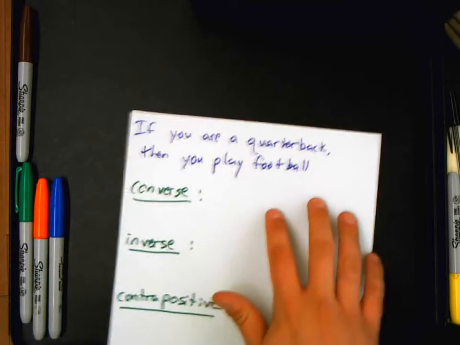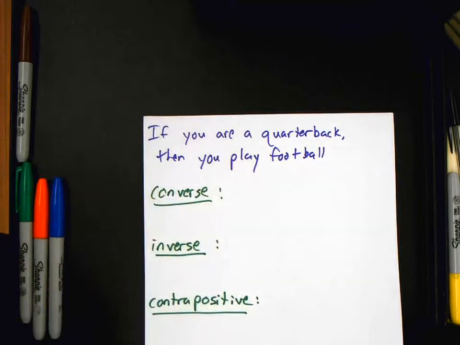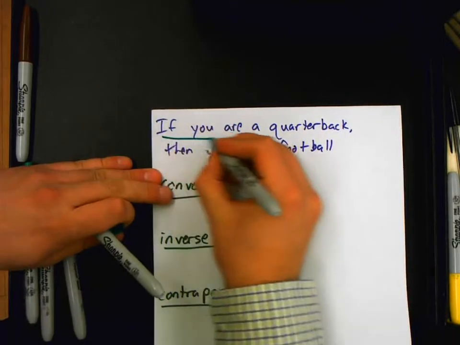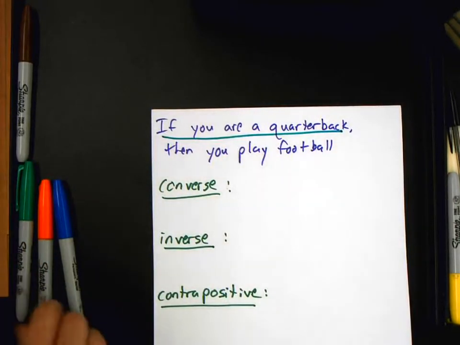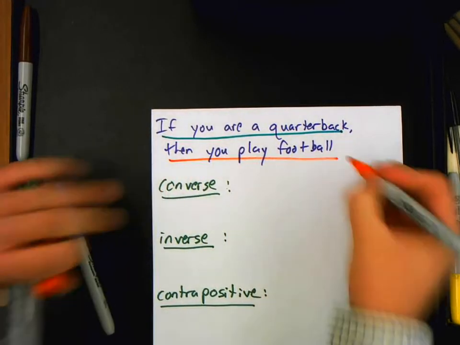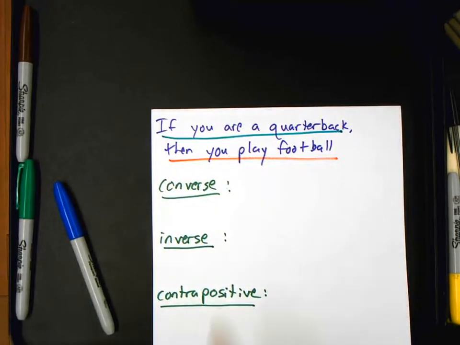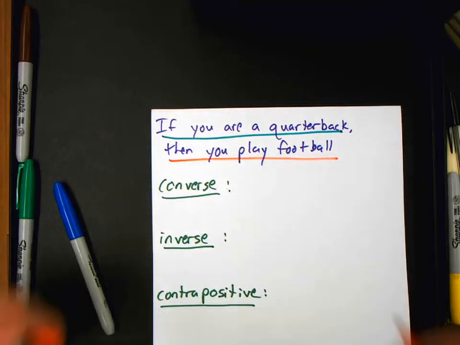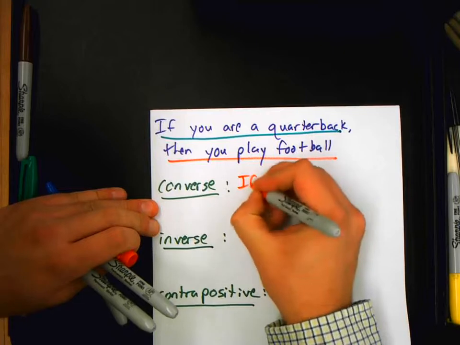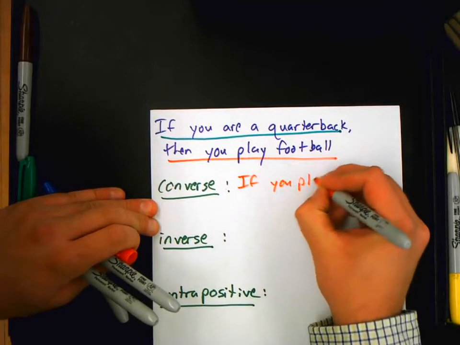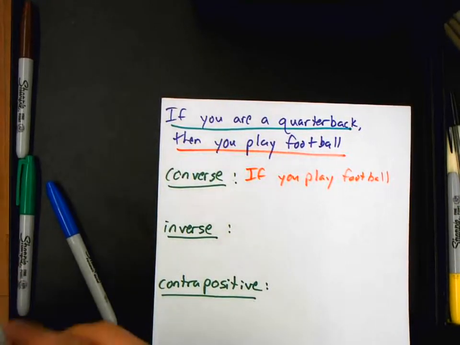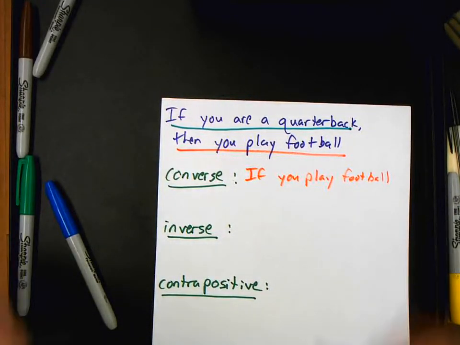So if we have a conditional statement that is if you are a quarterback, then you play football. This is my hypothesis: if you are a quarterback. My conclusion is: then you play football. The hypothesis is the if, the conclusion is the then. So for the converse, we flip the two. We write the conclusion first and then the hypothesis second. So we would write if you play football, then you are a quarterback.